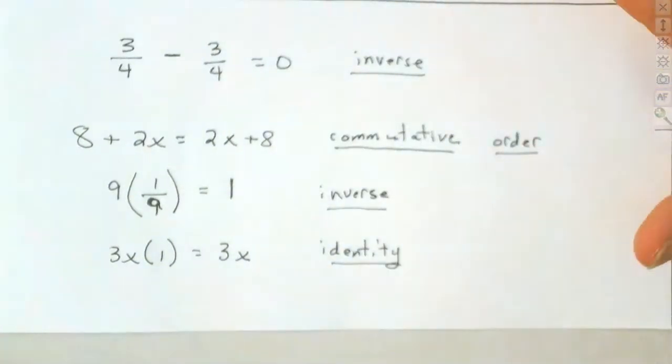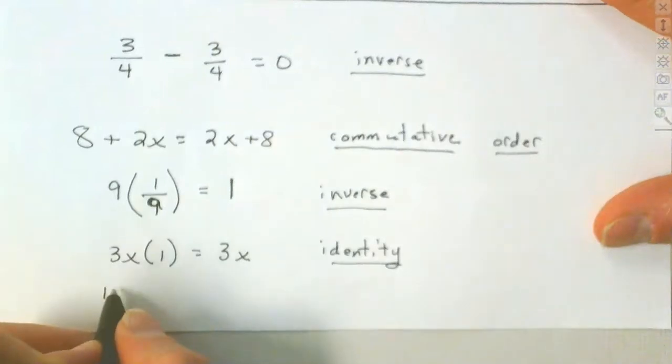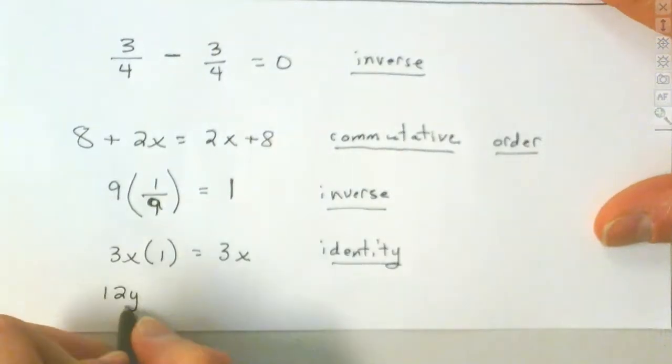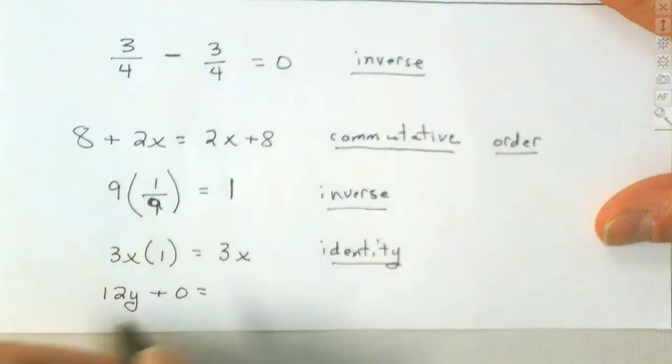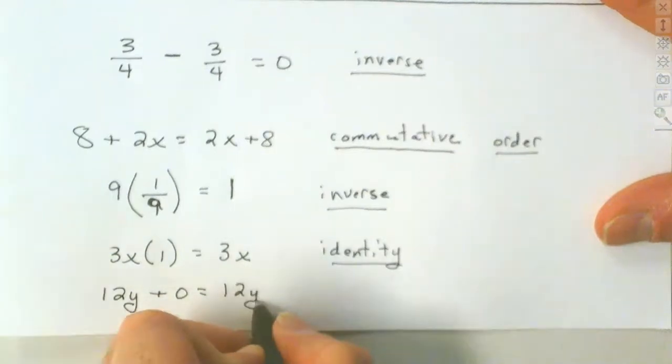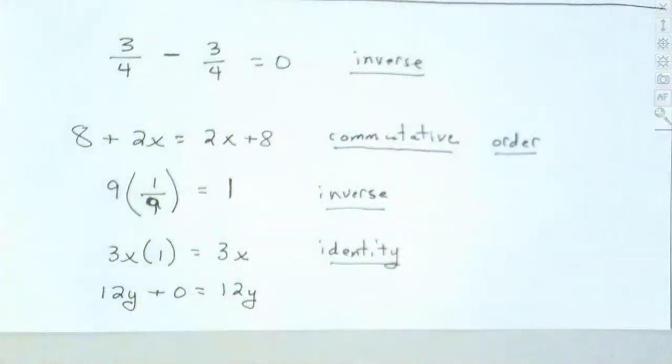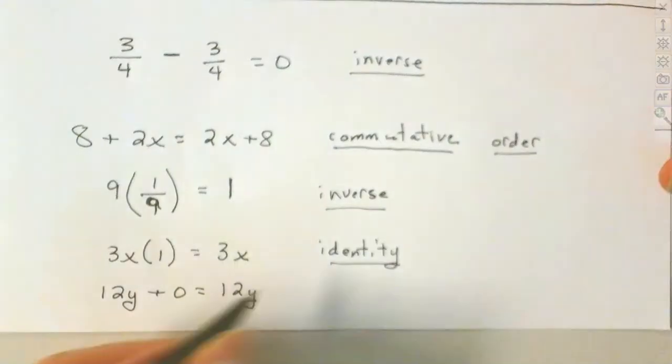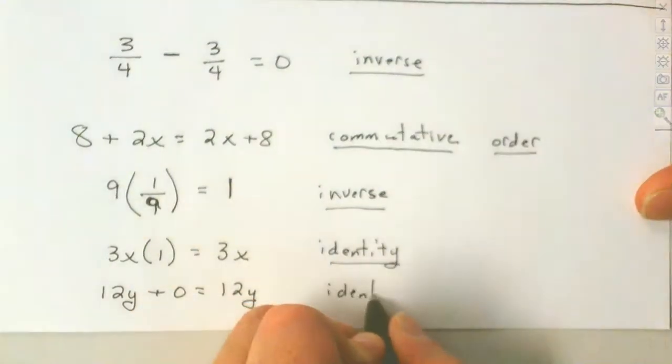Let's do one more. What would this one be? Does anyone have any idea what this one would be? Okay, what did I do? I added 0, right? When you add 0 to a number, does it change it at all? Nope. So this one would also be identity.